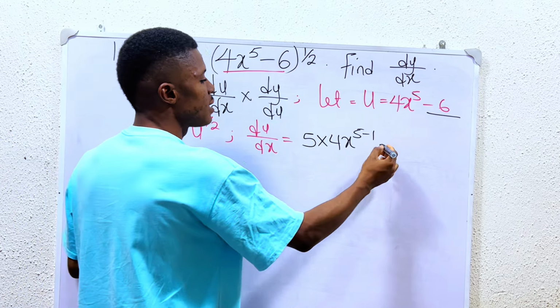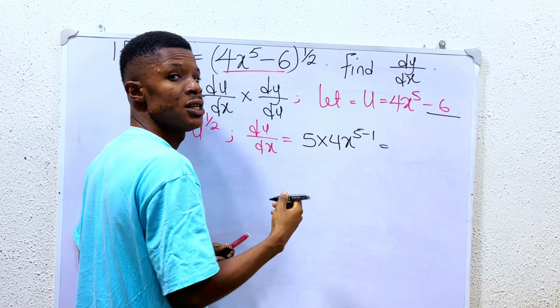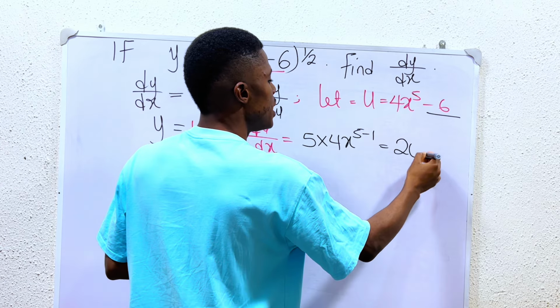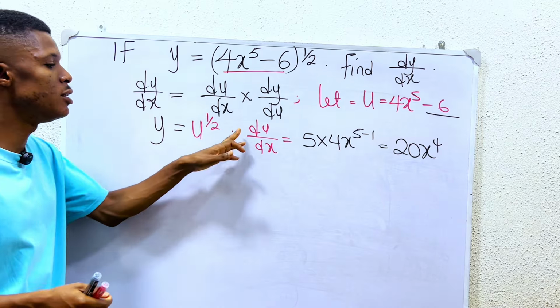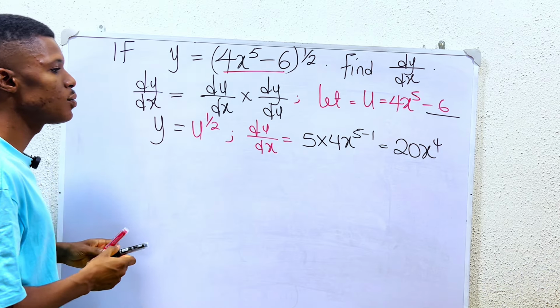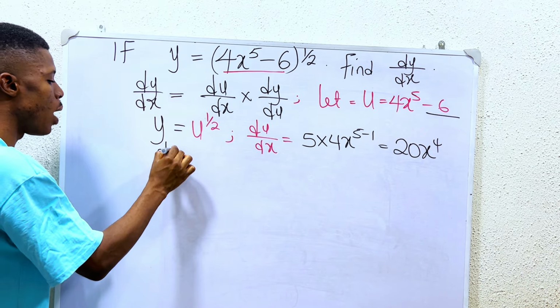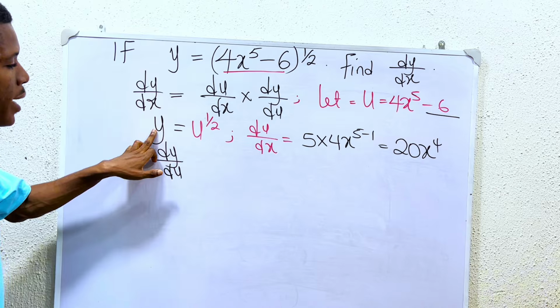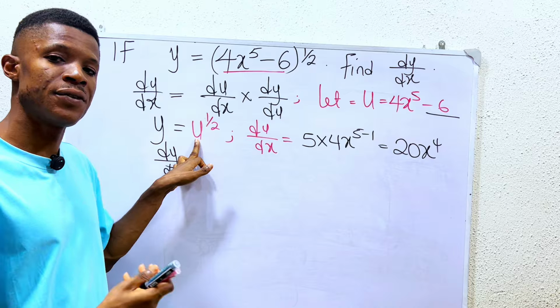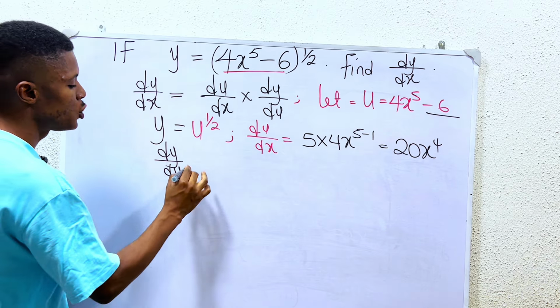So this final answer will now be 4 times 5 is 20, so we have it as 20x^4. That's the value for du/dx. Then the next thing we do is to differentiate y with respect to u. This is y in terms of u. So we differentiate this. We should be careful here.